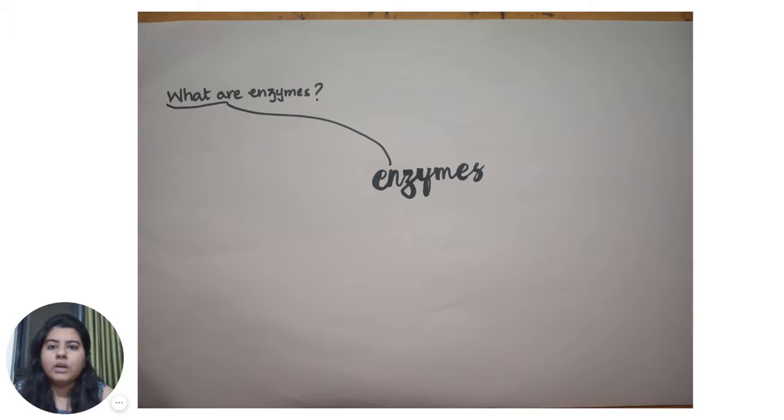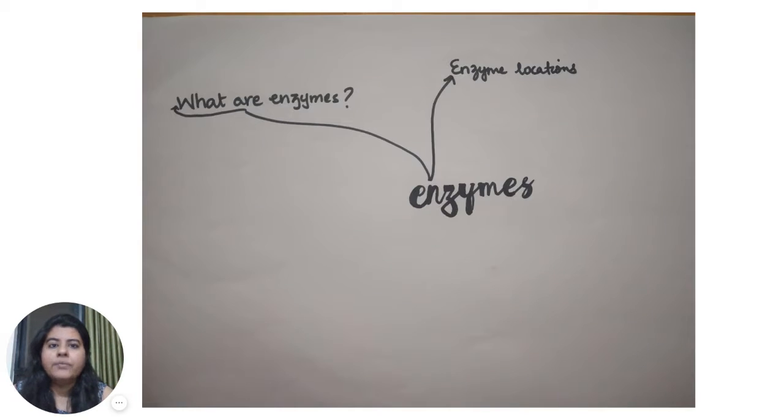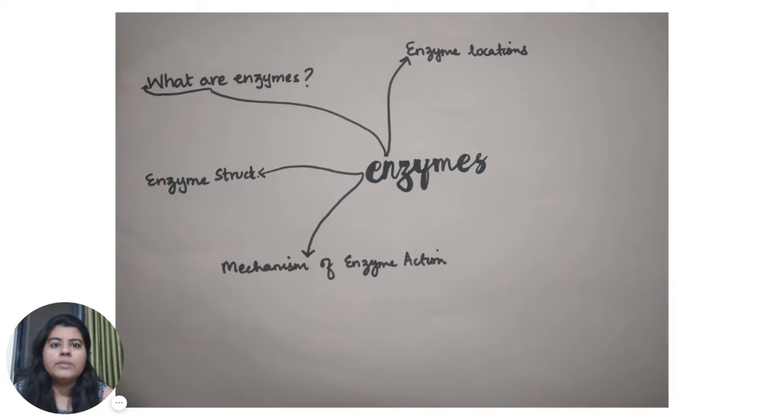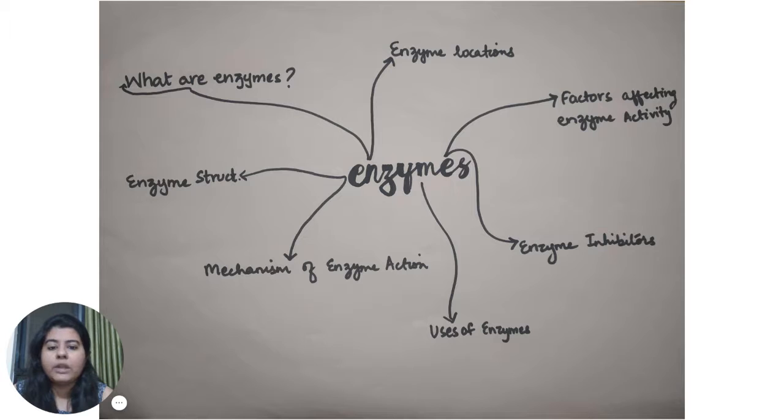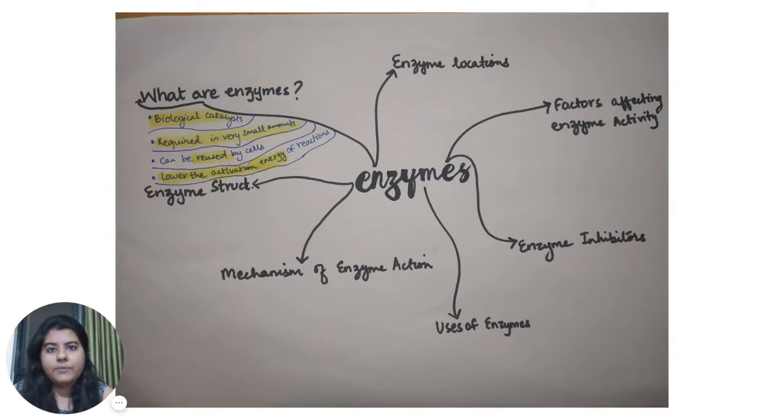So I begin with the first learning point or objective of this unit, that is, what are enzymes and location of enzymes, enzyme structure, mechanism of enzyme action, factors affecting enzyme activity, inhibitors that prevent enzyme from working, uses of enzymes. If we start with what are enzymes, you can see I have highlighted the keywords: biocatalyst, required in very small amount, and they can be reused by the cells. Most importantly, they lower the activation energy of the reactions that they catalyze.